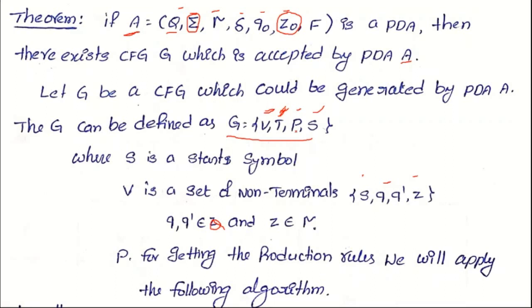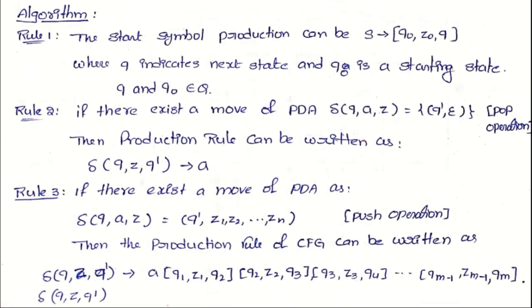Now we use an algorithm to generate production rules from the transitions of the given pushdown automaton. We use simply 3 rules. The first one is for the starting symbol. Another one, rule 2, is used for performing the pop operation, and rule 3 is used for performing the push operation.